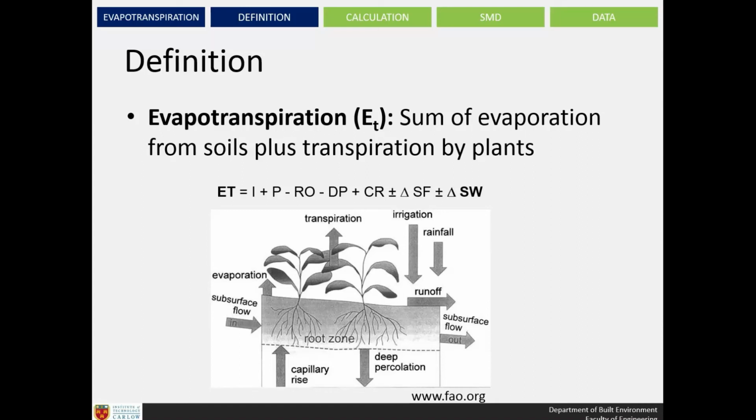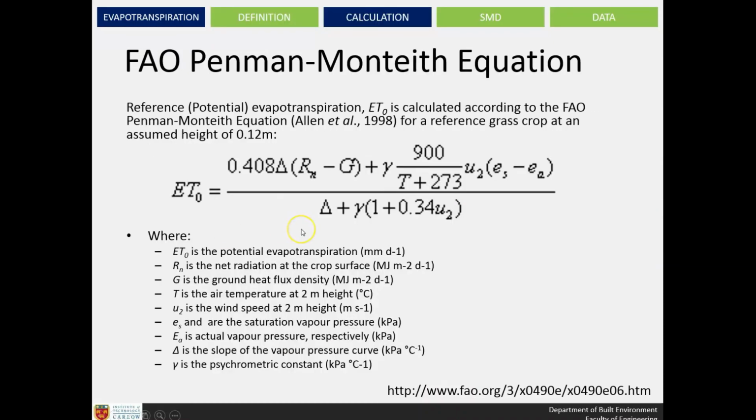In theory, if you could measure all the fluxes other than evapotranspiration, you could work it out from changes in soil moisture content. So evapotranspiration would be inputs, irrigation plus precipitation, minus surface runoff, minus deep percolation, plus capillary rise from a shallow water table, plus or minus changes in horizontal flow, plus or minus changes in soil water content. But realistically, it's very difficult to quantify all these various parameters, and it's very difficult to measure, which Clara will talk about.